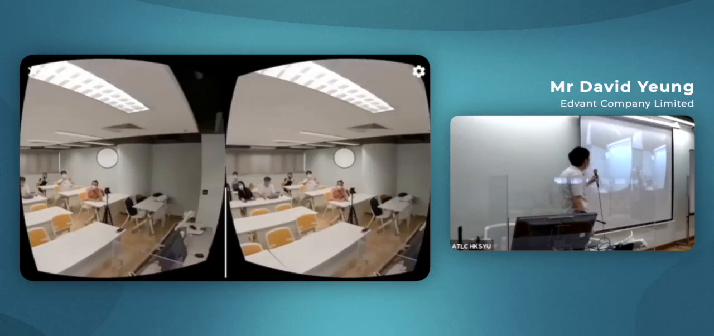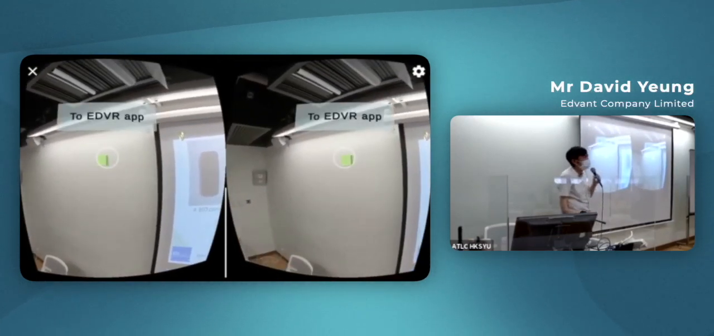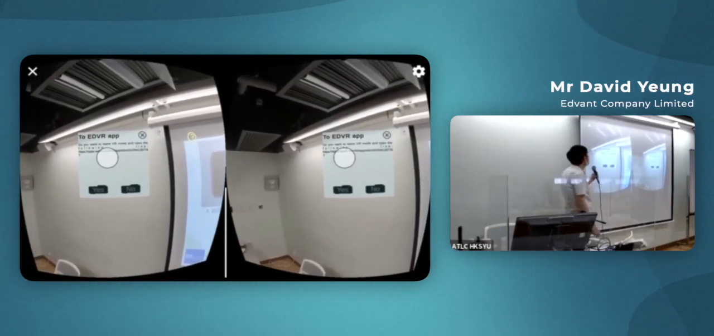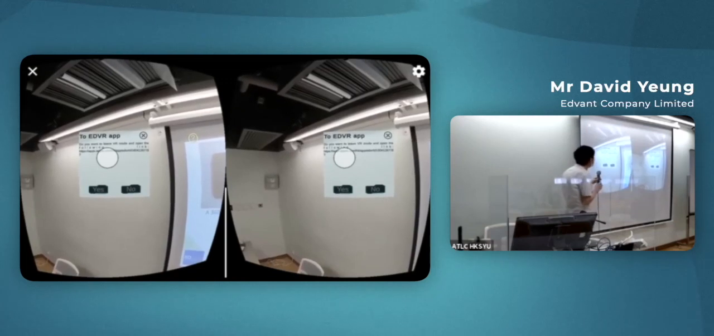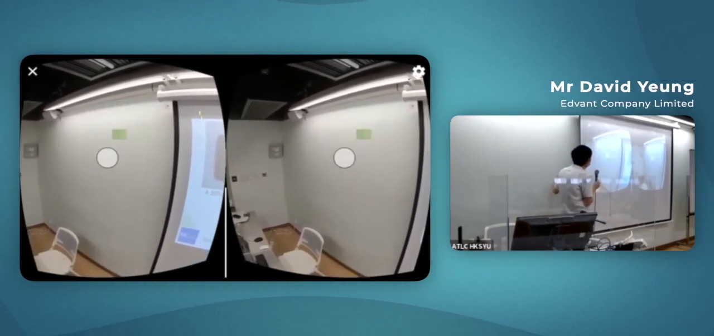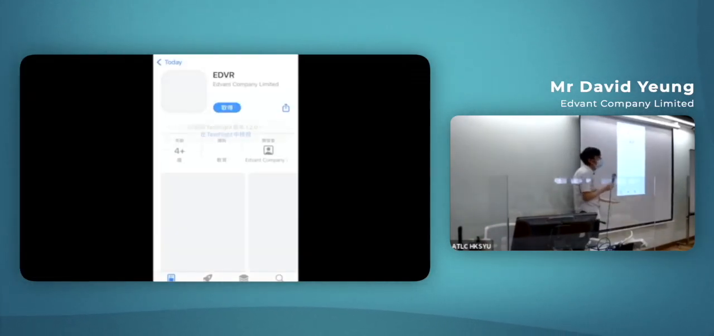And we can also see how the link works. So this is a link to the EDVR app, to the App Store link. It will ask you whether you want to leave our app because we have to open another app. So let's choose yes. And then it will bring us to App Store, just like that.